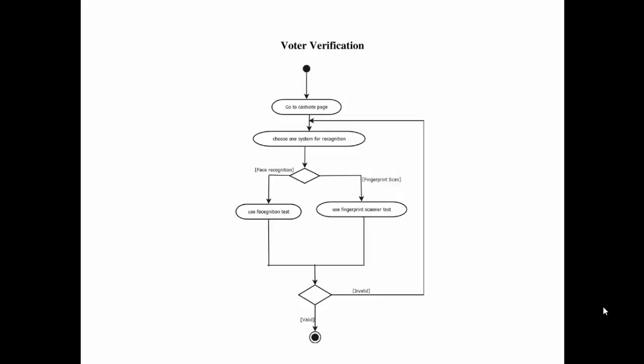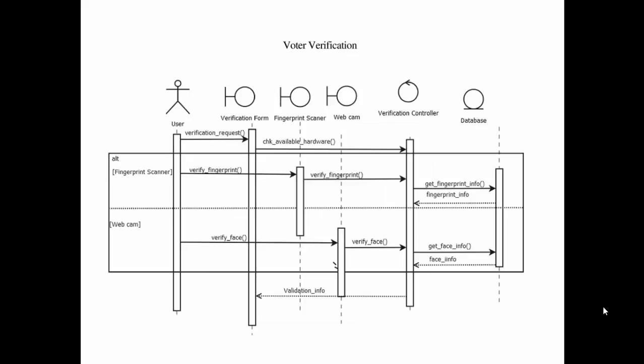Now we will continue with its sequence diagram. In this sequence diagram, we have one actor, 3 boundary objects, 1 controller and 1 entity object. Here our actor, the user, will initiate the verification request using the verification form, and through the verification form it will interact with our controller and check for the available hardware. We have 2 alternate hardware options. The user can choose one of them.